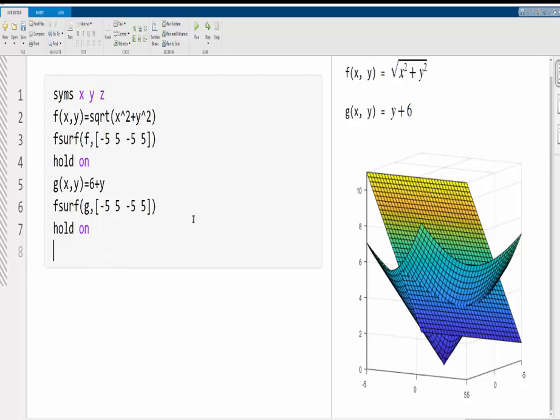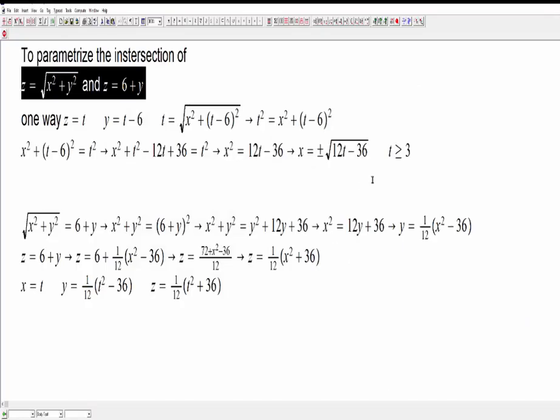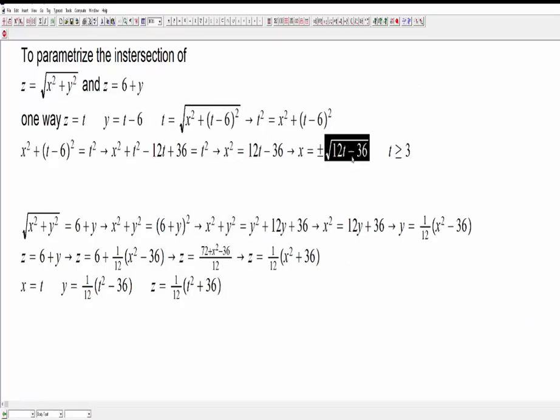All right, so now what I'm going to do is, let's hold these graphs on again, and an advantage in this live editor is that if we make a mistake, we can just go back and edit. All right, so what I'm going to do is graph the curves, and I'm forgetting them so fast. Who were the curves? Okay, the first part was this: square root of 12t minus 36. We'll take positive one first, and if we do that, then y is t minus 6 and z is t.